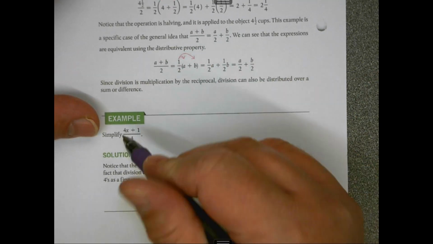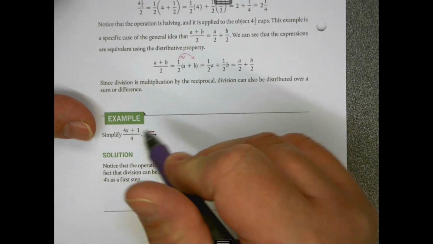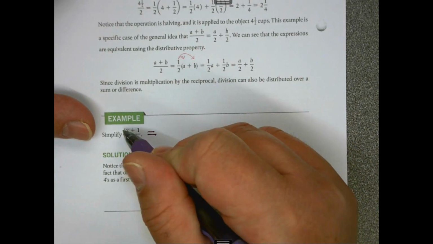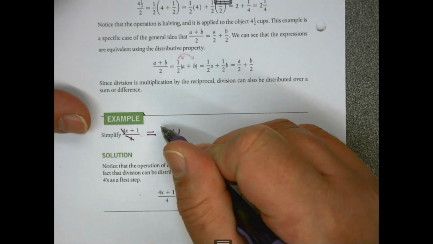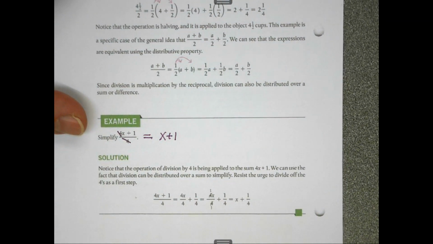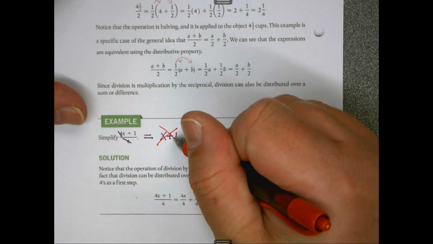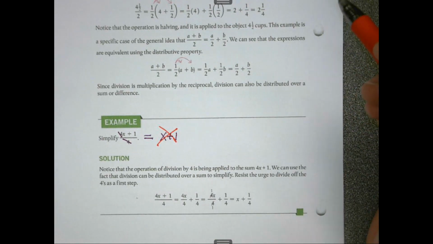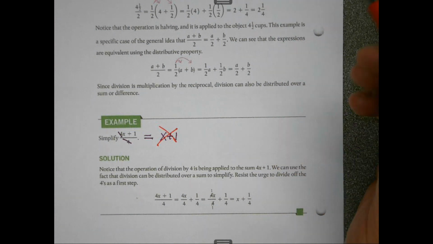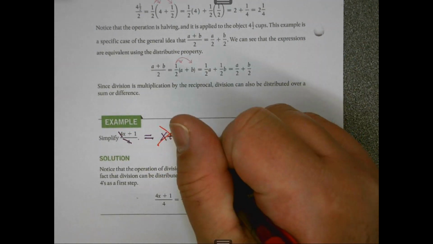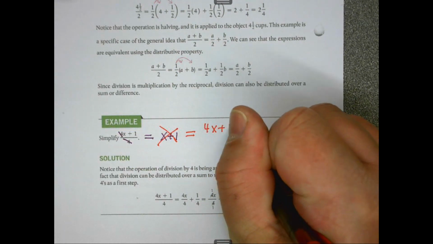If I have this, 4x plus 1 over 4, many students will cancel out the 4's and say, hey, my answer is x plus 1. That is wrong. And I still have students to this day that do that. It's just habit forming because we like to cancel out numbers. This is actually 4x plus 1.